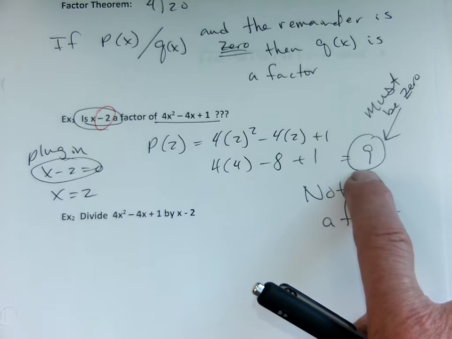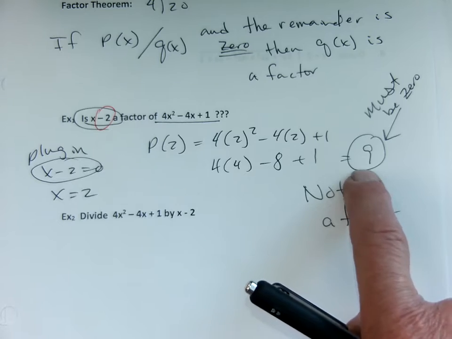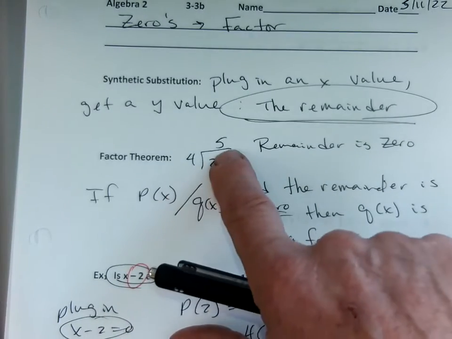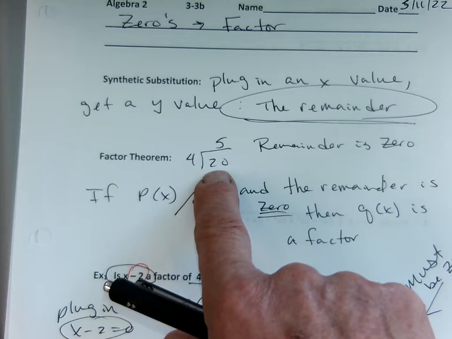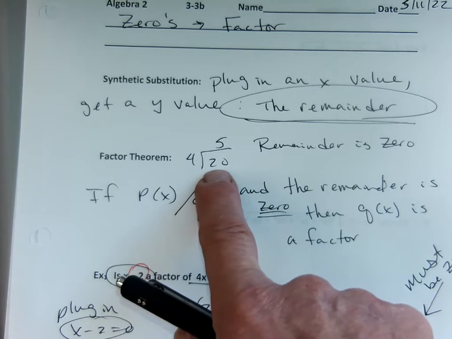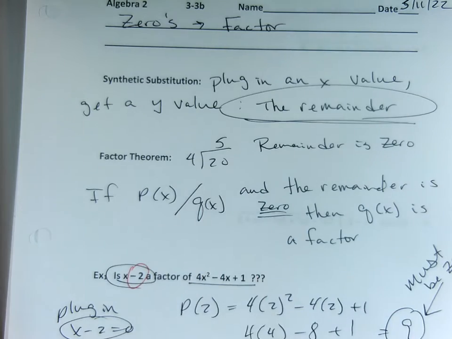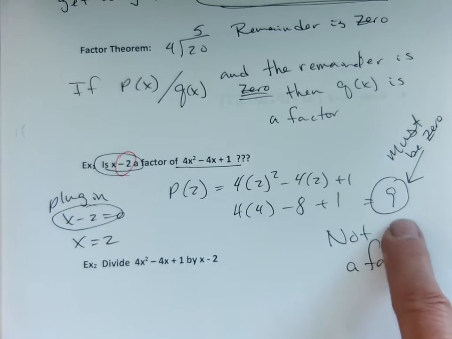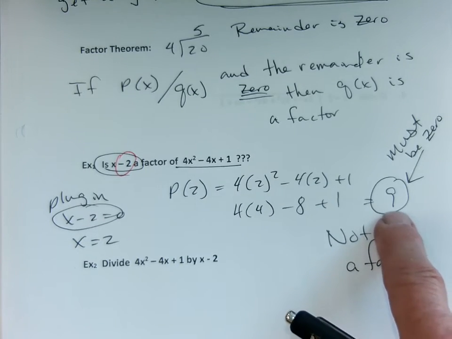So factors have no remainder? Yes. Check it out: is 5 a factor of 20? Yes, there's no remainder. It goes evenly, right? So, Cassie, same thing. Factors will have no remainder. So if I get an answer of 9, 9 is a remainder.